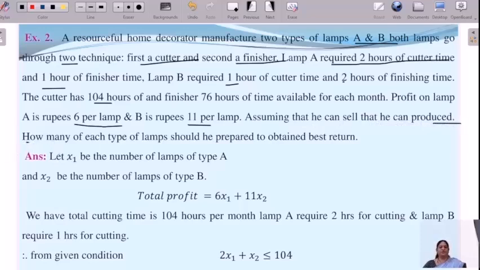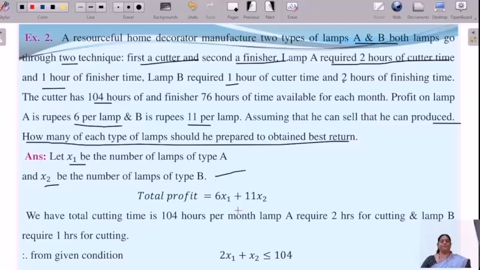Then we have the question: how many of each type of lamp should he prepare to obtain the best return? Therefore, first we start with the decision variables. Let x1 be the number of lamps of type A that he produces, and similarly x2 the number of lamps of type B.